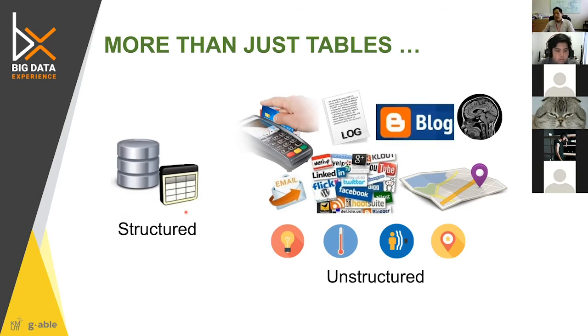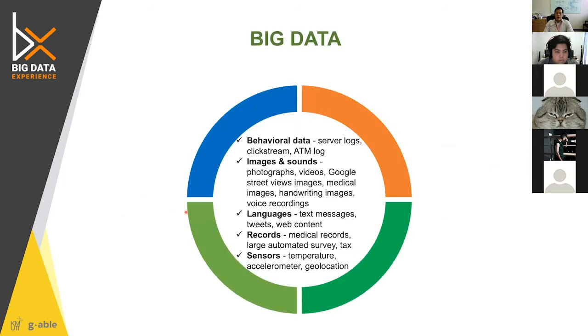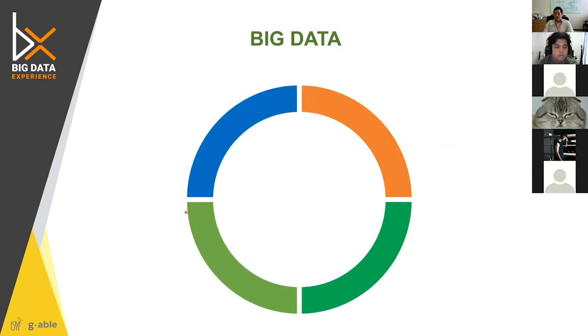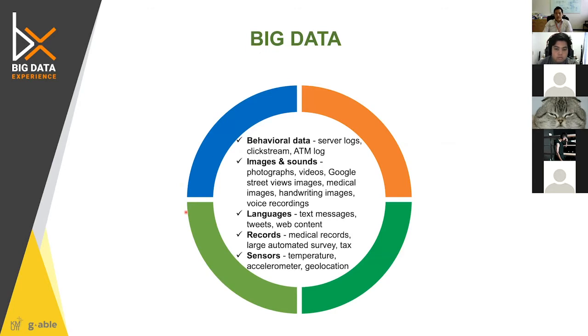And that makes people think about how to make it better in terms of processing the data rather than storing it in a database. So the idea is that there should be a system that can take care of the unstructured data and the structured data, right? So that's a big data system. How do we define that the data is big data? Okay, with the new sources of data like behavioral data that may contain server log and clickstream, image and sounds, which are unstructured data, the language, the text of the tweet, or the record of the survey and the sensors.